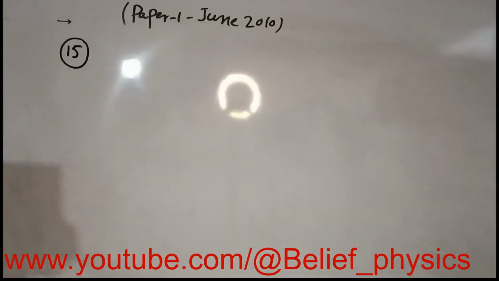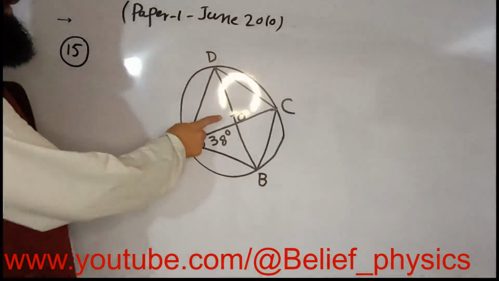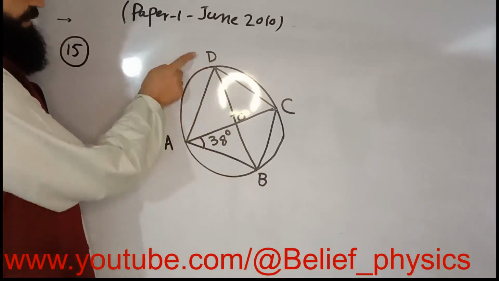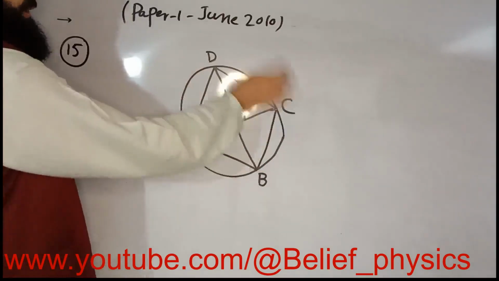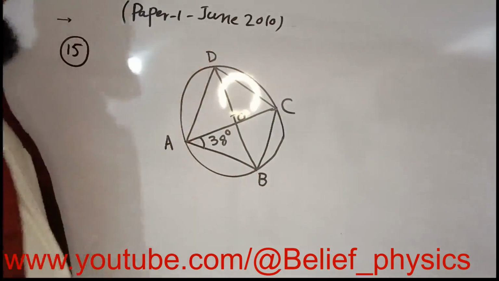Question number 15 is about the angle properties of circles. You know different properties of angles. We will discuss them again today and solve a question related to angle properties of a circle. A circle is given here. O is the center of this circle. BD is the diameter, and BCD is a semicircle, and similarly BAD is also a semicircle.